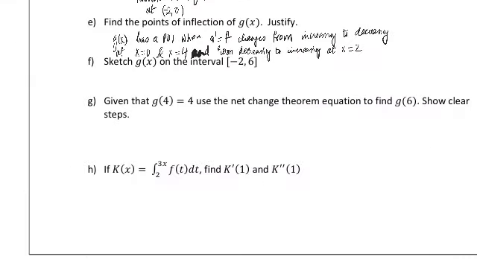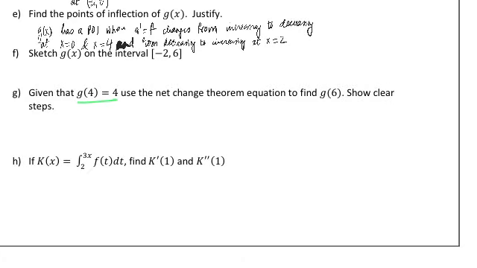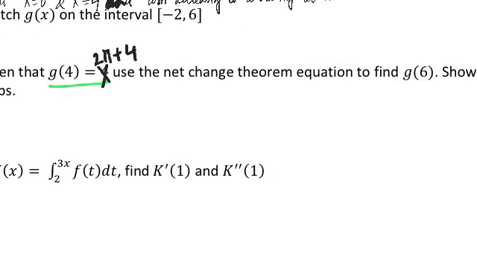Okay, just a couple more. Given that G of 4 is 4, use the net change theorem to find G of 6. Now, there's a typo here. This should say given that G of 4 is 2 pi plus 4. Use the net change theorem to find G of 6. We've kind of already done this, but we found G of 6, right? We know G of 6 is equal to, again, it's just back to 2 pi plus 4, right?